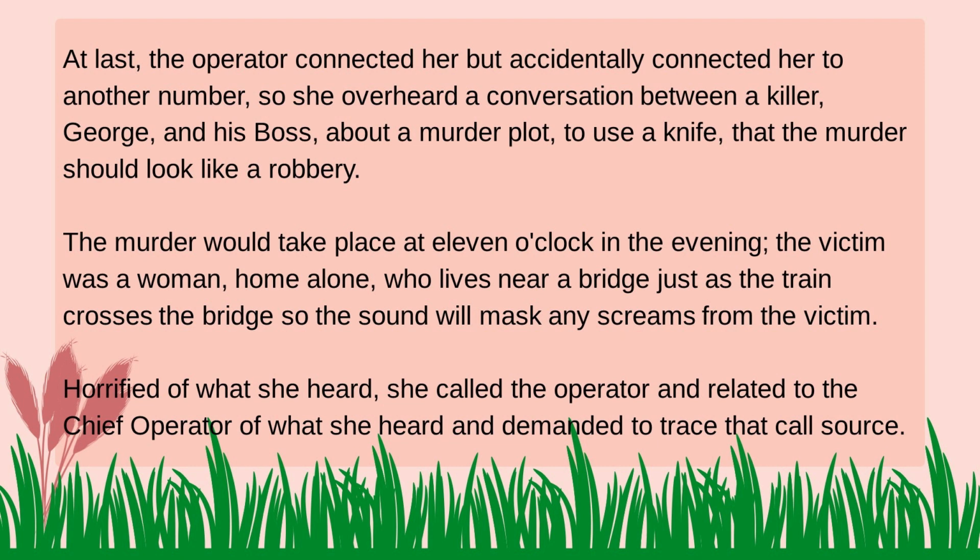At last, the operator connected her, but accidentally connected her to another number, so she overheard a conversation between a killer, George, and his boss about a murder plot to use a knife. The murder should look like a robbery. The murder would take place at 11 o'clock in the evening. The victim was a woman home alone who lives near a bridge, just as the train crosses the bridge, so the sound will mask any scream from the victim.